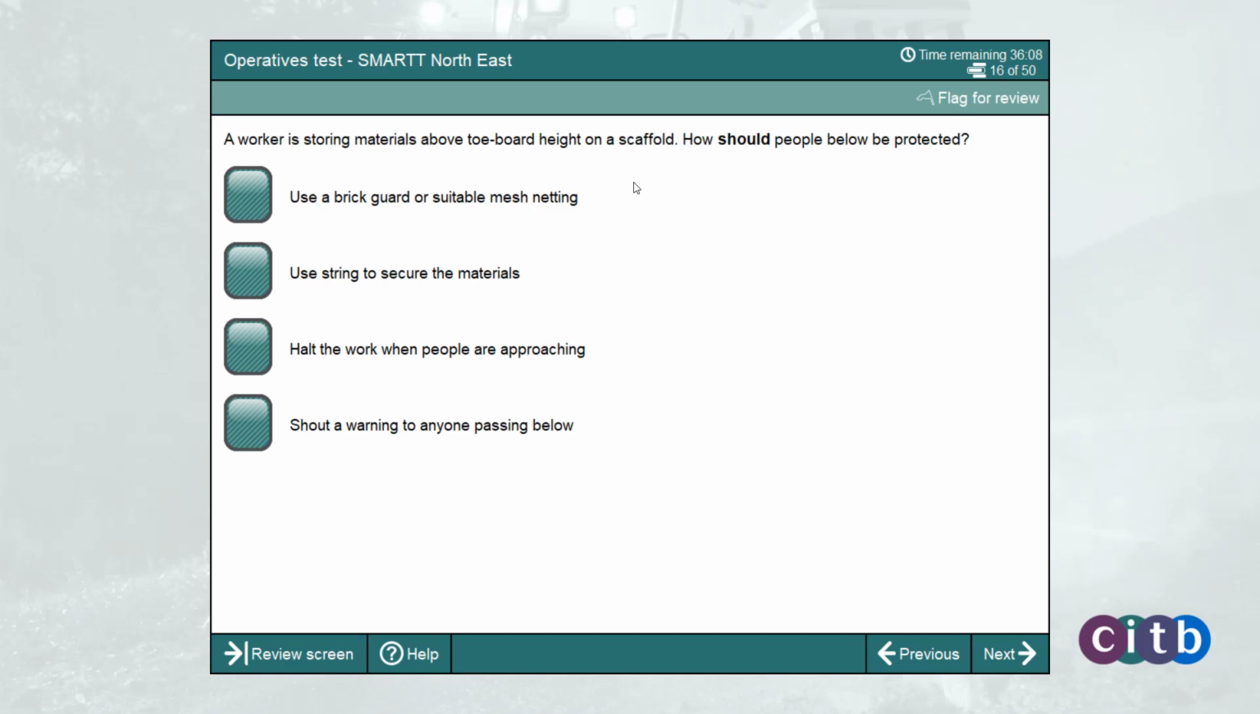A worker is storing materials above toe board height on a scaffold. How should people below be protected? Use a brick guard or suitable mesh netting. Use string to secure the materials. Halt the work when people are approaching. Shout a warning to anyone passing below.